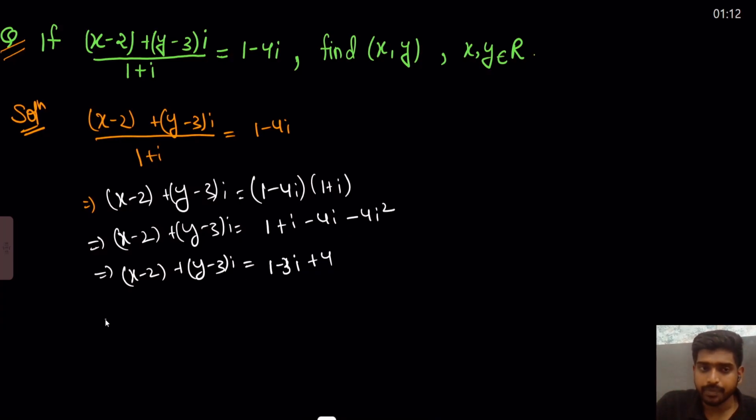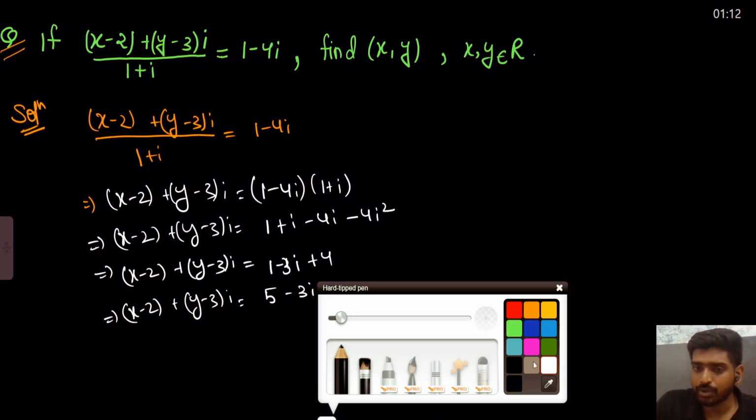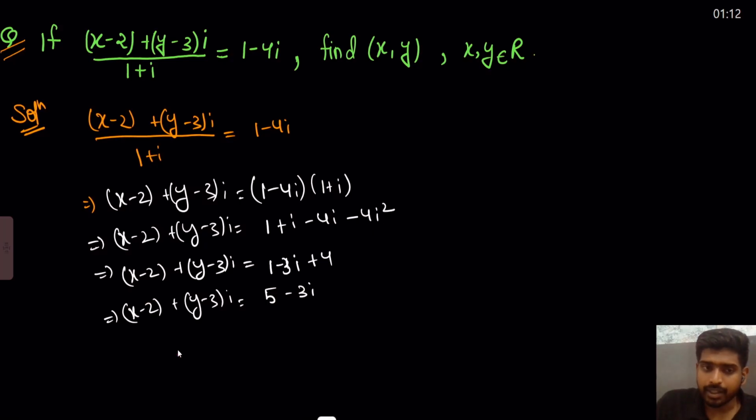So now simplify this one. (x minus 2) plus (y minus 3) iota is equal to 1 plus 4, 5 minus 3 iota. Now, as these two complex numbers are equal, their real parts will be equal and their imaginary parts will be equal. So we compare the real parts. What is the real part of this side? Left hand side is x minus 2. So x minus 2 will be equal to 5 and y minus 3 will be equal to minus 3.